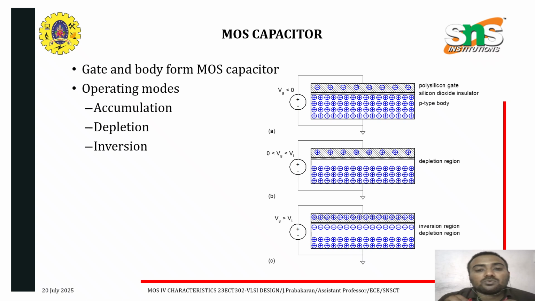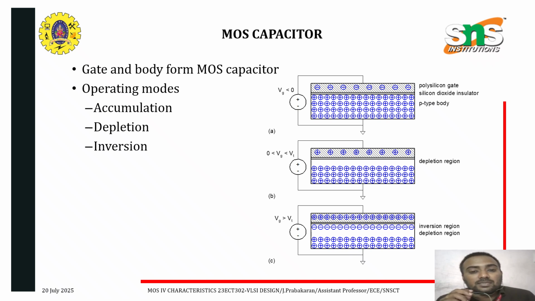In accumulation mode, the condition is Vg less than 0, which means a negative voltage at the gate. Due to this, the majority carriers are attracted to the surface. The surface becomes more p-type. Because of this, capacitance is high. It is close to the oxide capacitance, which is C suffix ox.